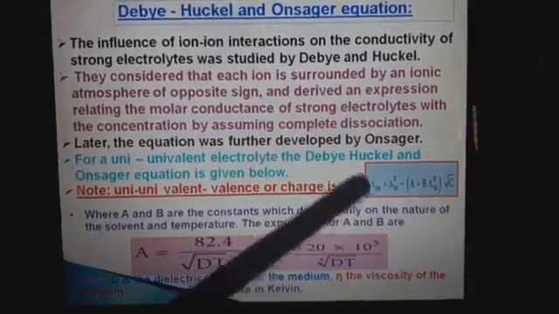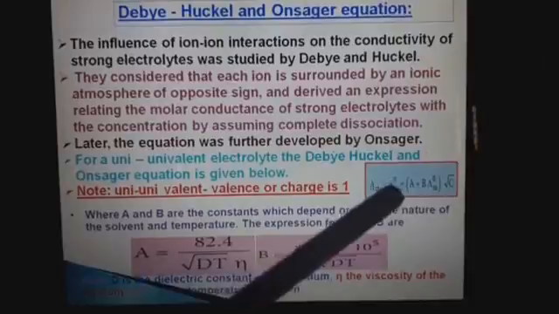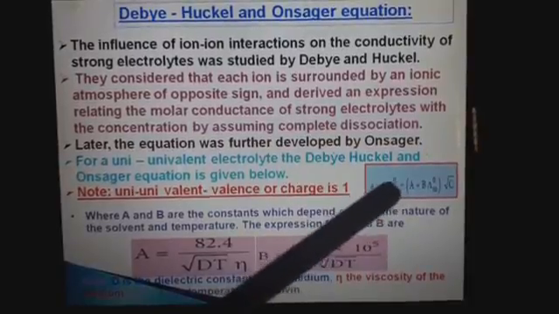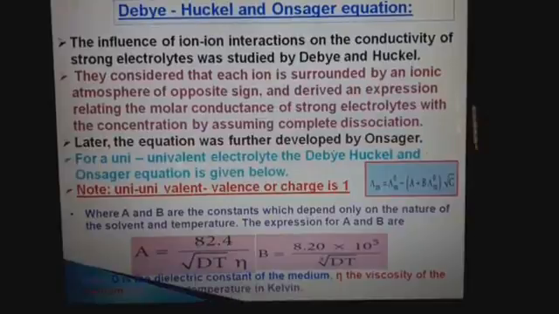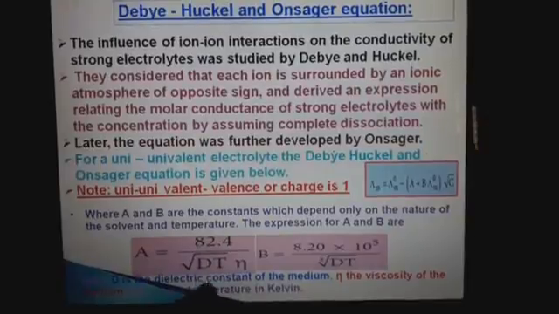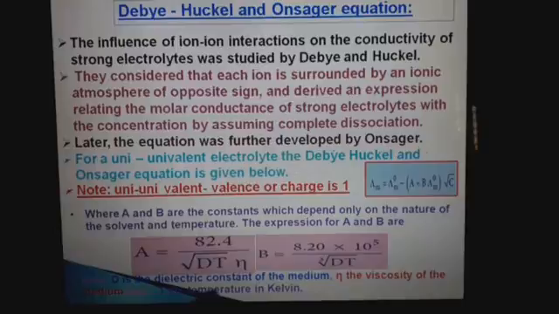Next, the new terms A and B are introduced by Debye-Huckel-Onsager. There is a separate formula for A and B. This is a big derivation, so you will learn it in higher studies. Not now. You need not worry about that.